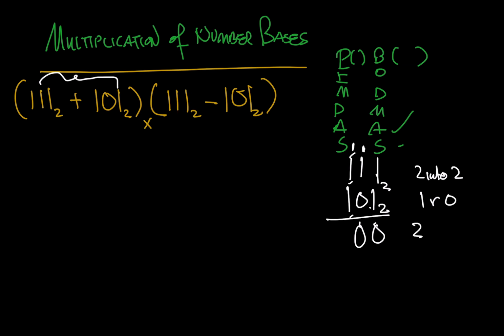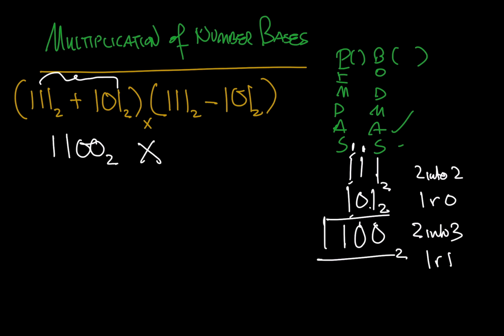So we're having base 2 into 3 is 1 remainder 1. So we're going to have 1, 1 like that, and all in base 2. So we're having 1, 1, 0, 0, base 2. Multiplying. Why multiplying? Because of these parentheses together.